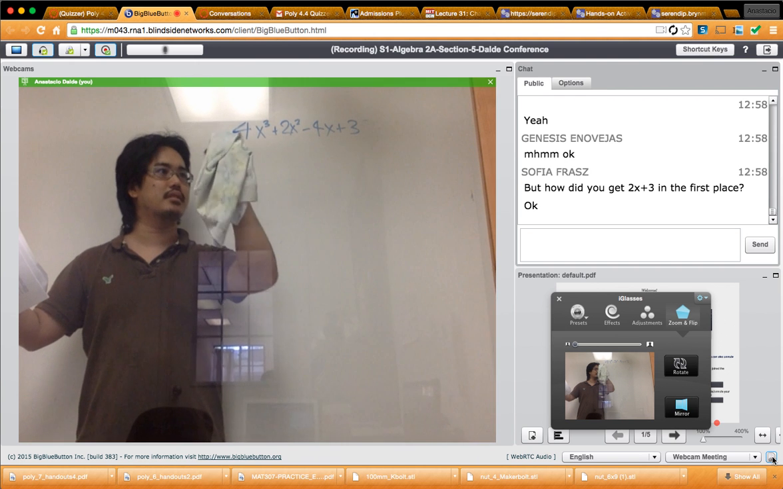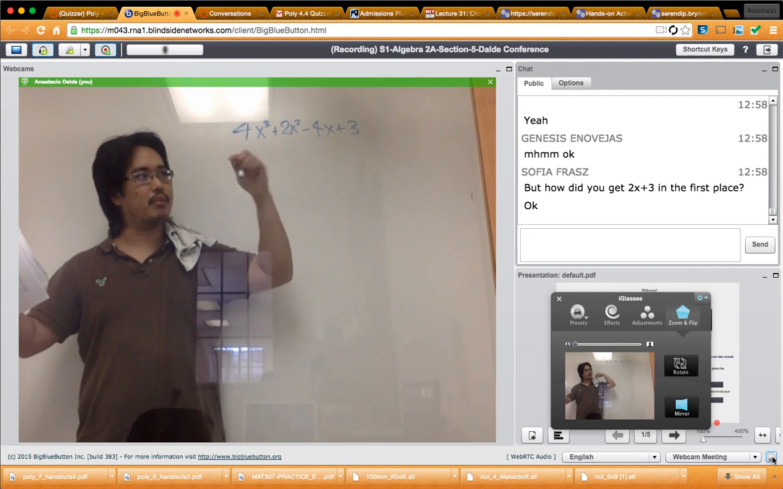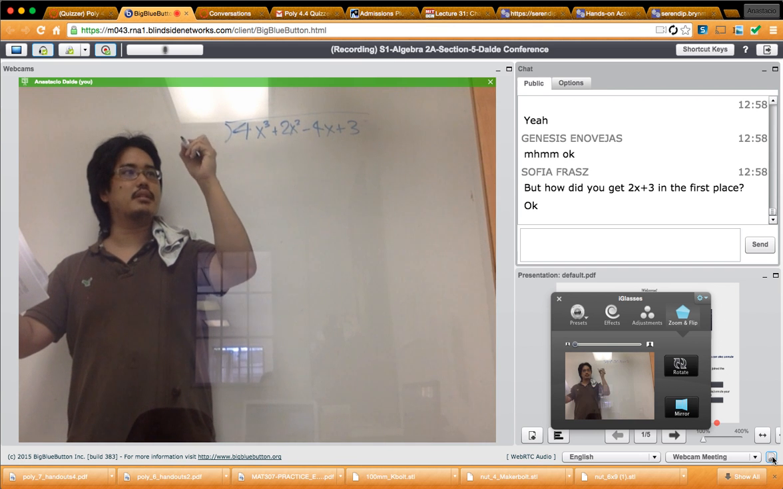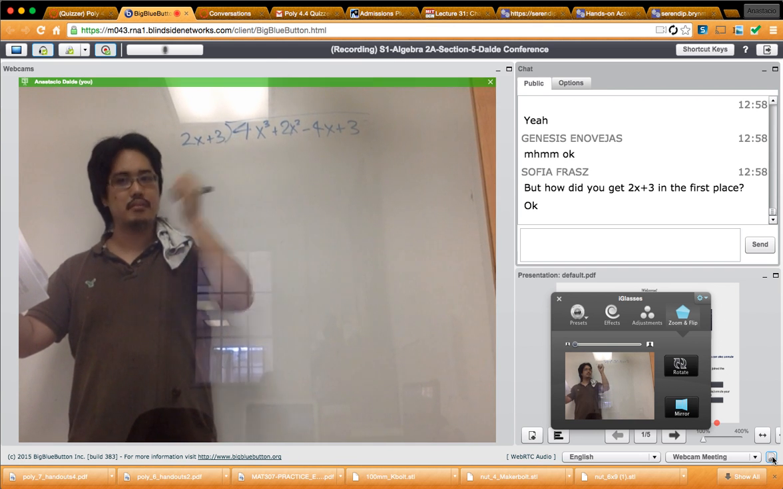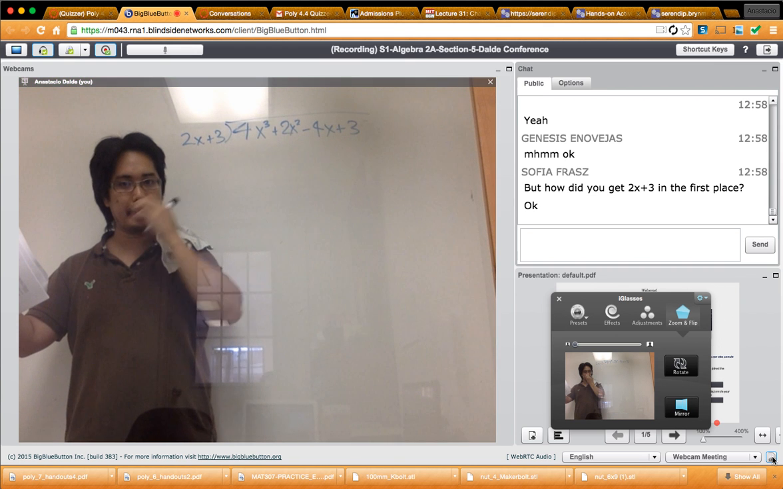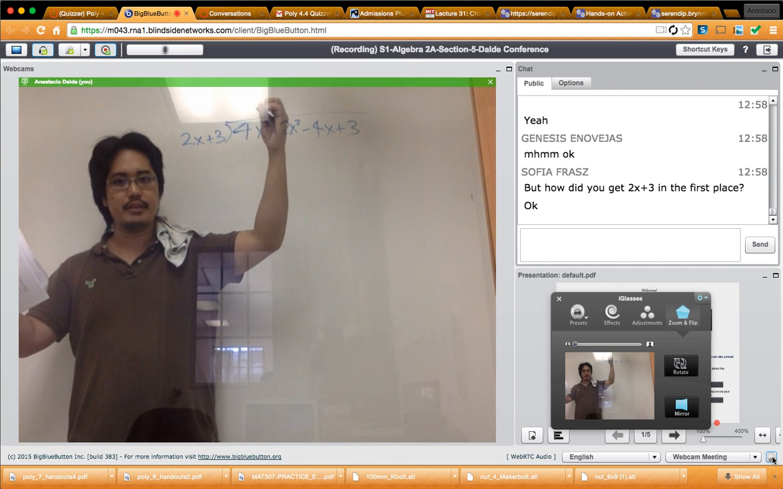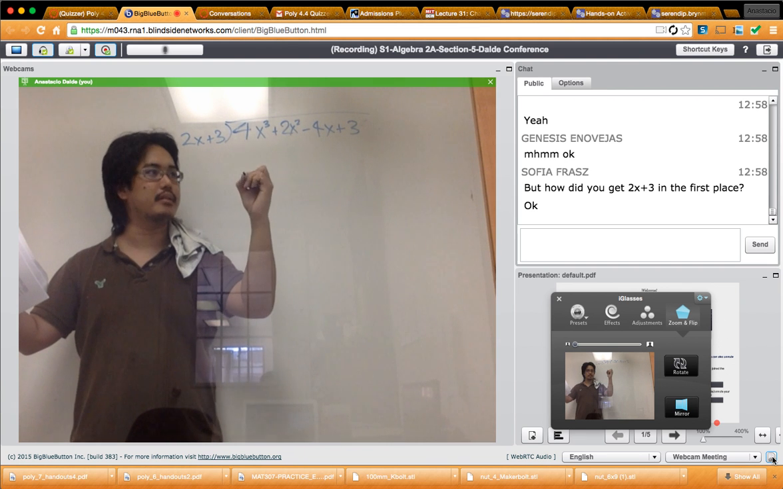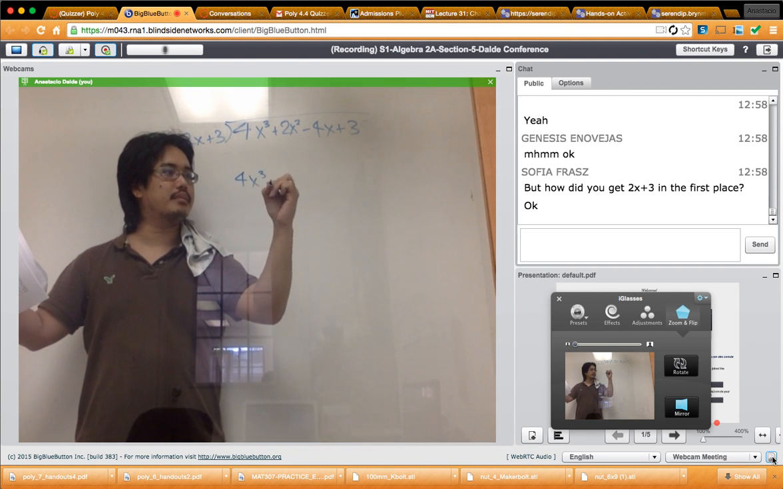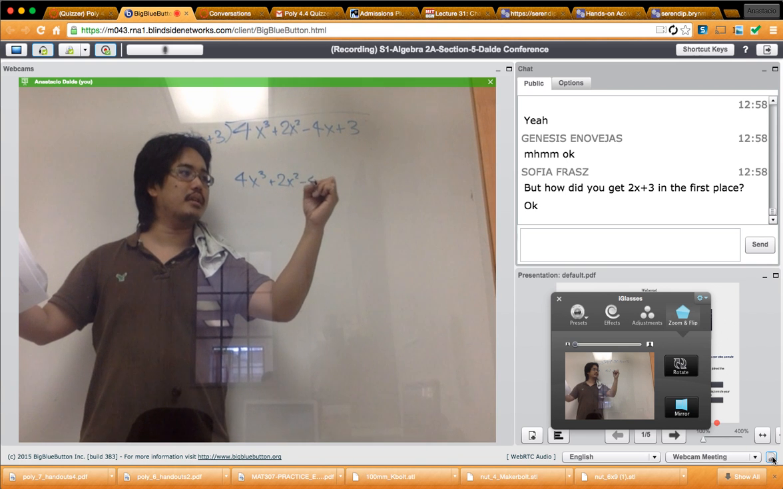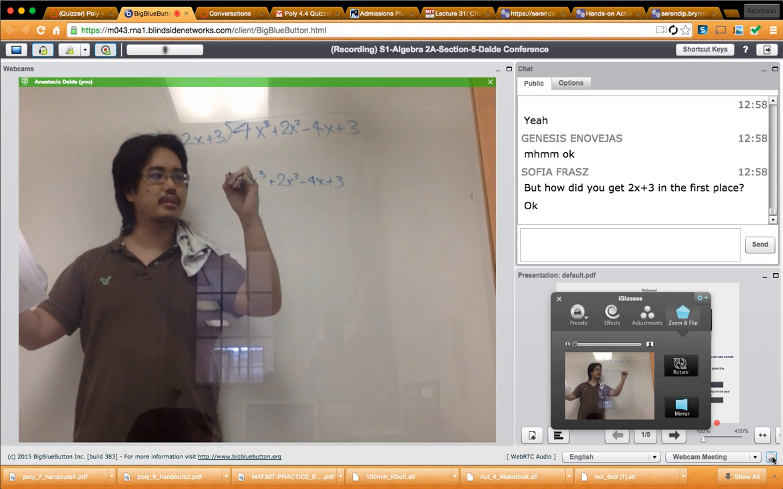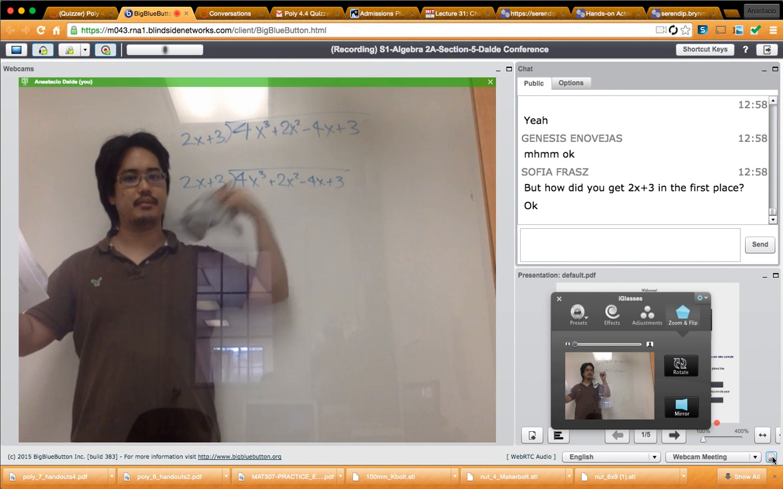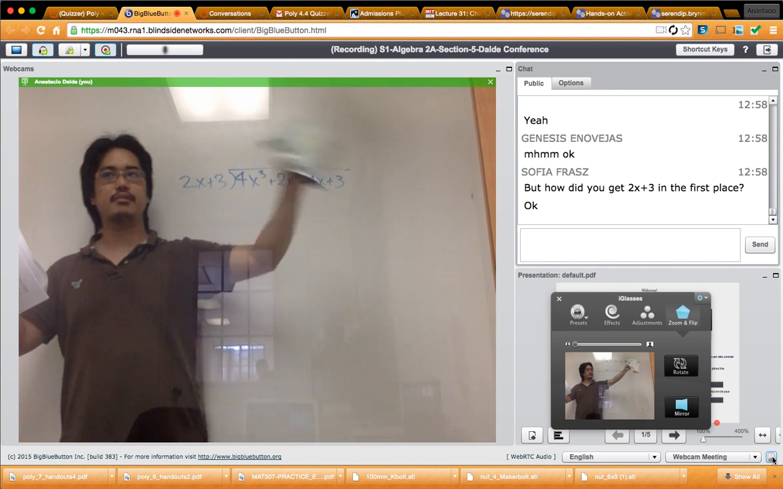Cool? All right, so what I'm going to do is set it up like a long division. I want to take this number and divide it by 2x plus 3. Can you see? I'm just going to erase this and write it a little lower because of the glare up here. 4x cubed plus 2x squared minus 4x plus 3, divided by 2x plus 3. All right, make sure you're writing this down.